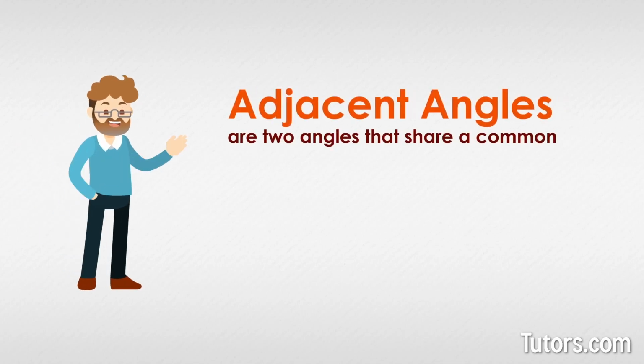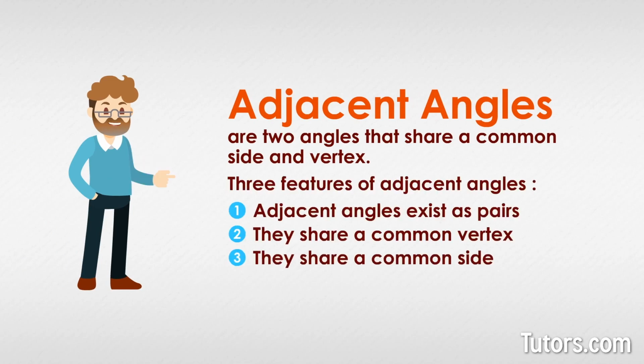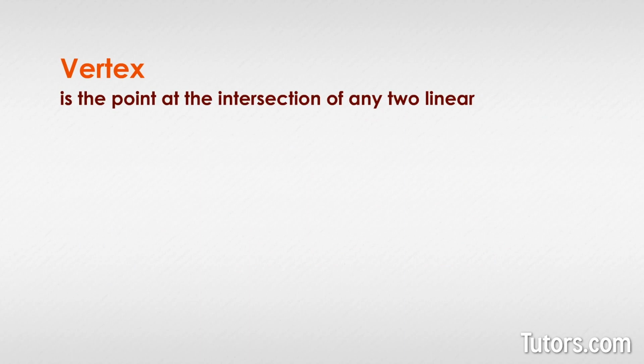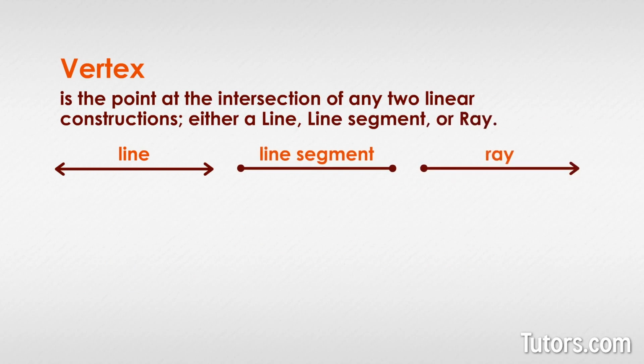Adjacent angles are two angles that share a common side and vertex. These three features make adjacent angles easy to pick out. A vertex is the point at the intersection of two linear constructions, either a line, line segment, or ray.